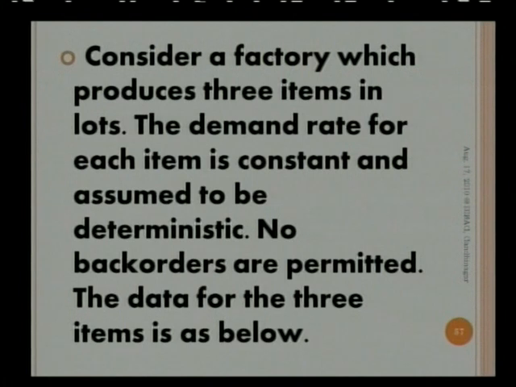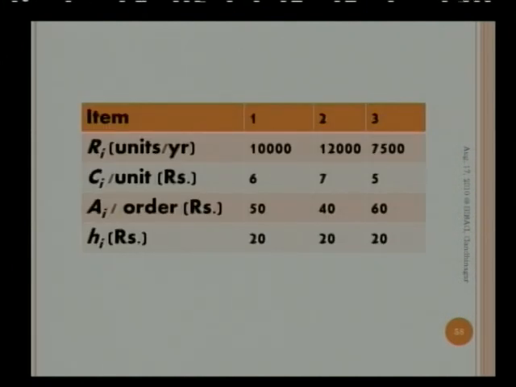Let us have one example. Consider a factory which produces three kinds of items in lots. The demand rate for each item is considered to be constant and deterministic. No backorders are permitted. The data is given as follows for the first, second and third items, in the form of demand rate, purchase cost, ordering cost and inventory holding cost.